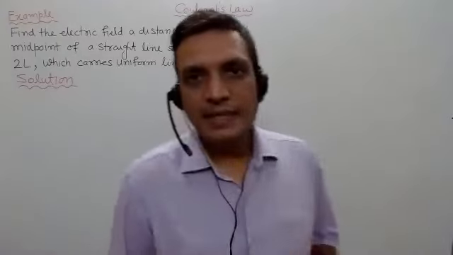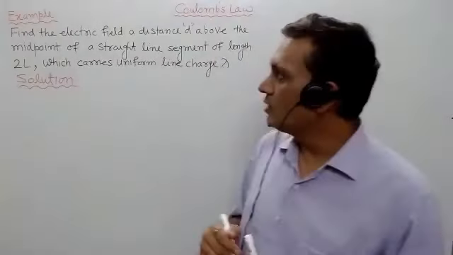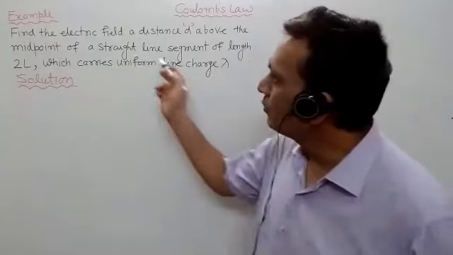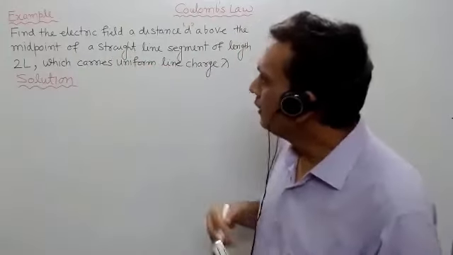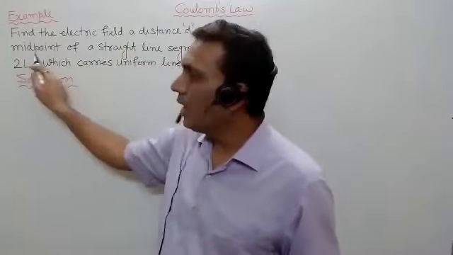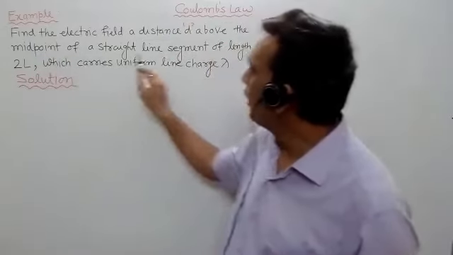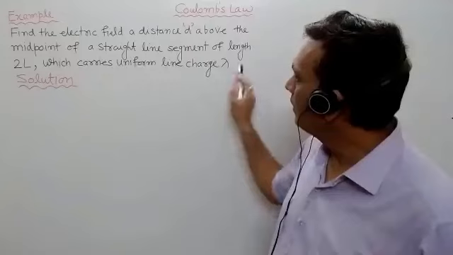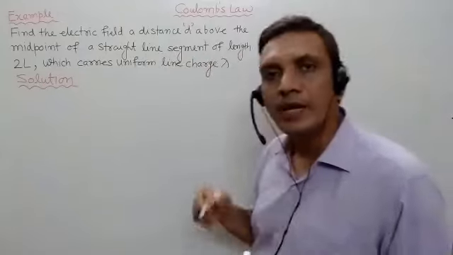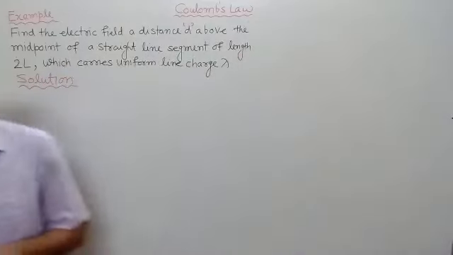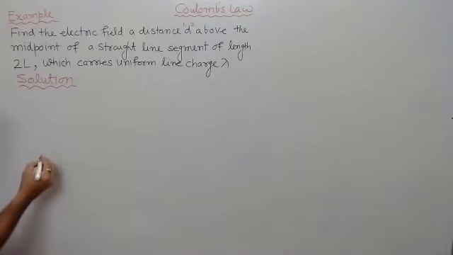So now we will see examples on continuous charge distribution. In this example, you have to find the electric field due to a wire of length 2L, d distance above the midpoint of the straight wire, and charge per unit length lambda is given. So let us see. You have a wire of length 2L.